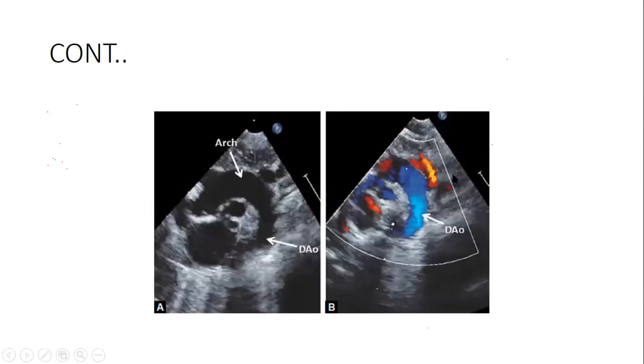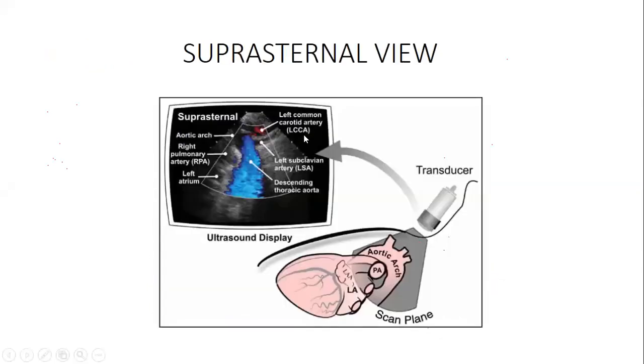Okay, when you apply your color here, I just wanted to show you that this is the arch. And this is how it comes. I will explain why it's looking red here. I think I have a slide on why. The idea is to get you oriented to these images, why they appear the way they appear. Okay, suprasternal view.